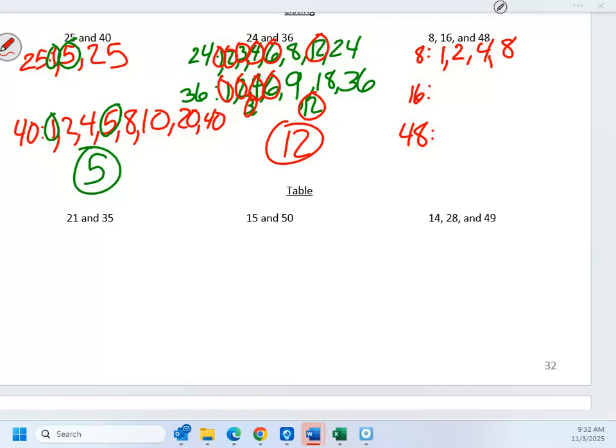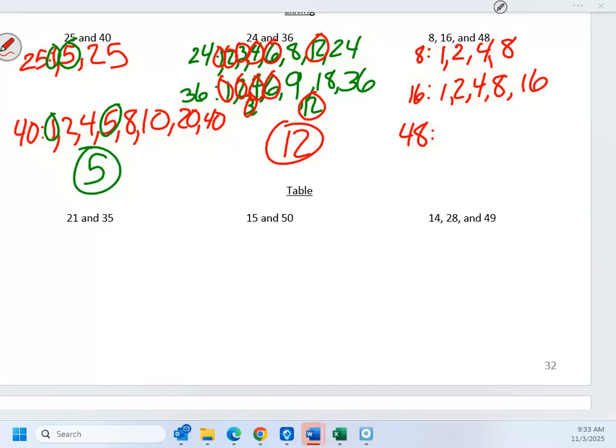Now let's look at 16. Factors of 16. Joy? 4 times 4. What else? Fernanda? 2 and 8. What else? Easiest one? Ashley? 1 and 16.